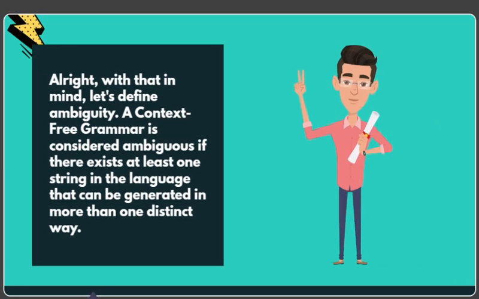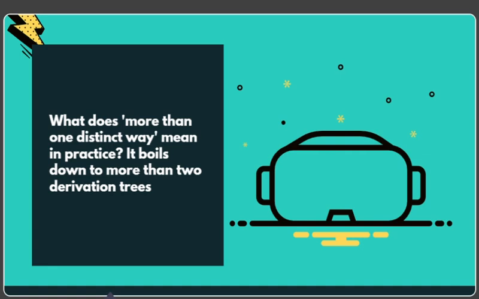Alright, with that in mind, let's define ambiguity. A context-free grammar is considered ambiguous if there exists at least one string in the language that can be generated in more than one distinct way. What does more than one distinct way mean in practice? It boils down to two key indicators, which are essentially two sides of the same coin.